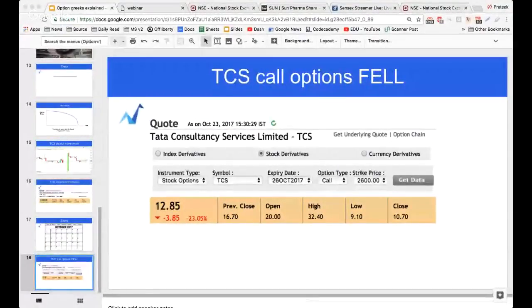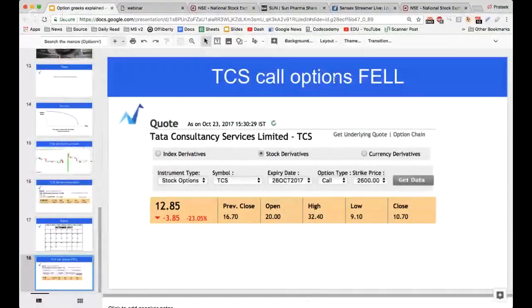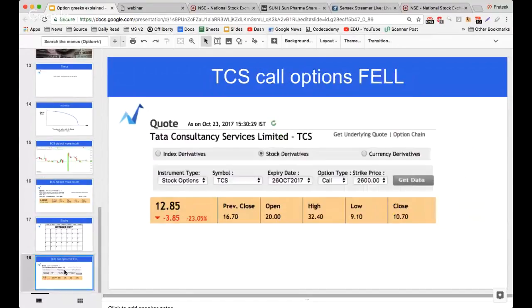The reason is Theta. Theta basically means that the contracts are expiring. Not just TCS, but all derivative contracts for October are expiring on 26 October, which is 3 days from now. If the stock does not move 0.25%, that is a very small move. Despite having call options, it actually fell 23%. So this, friends, is time value loss.